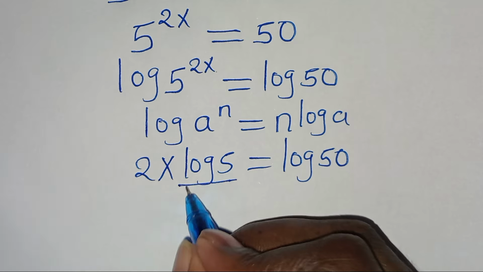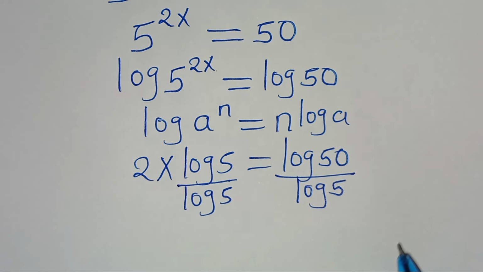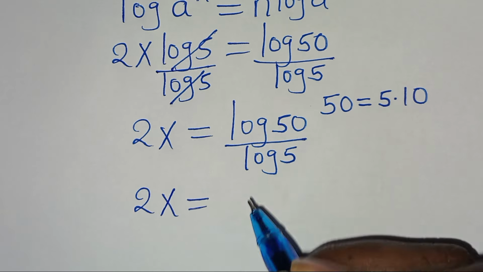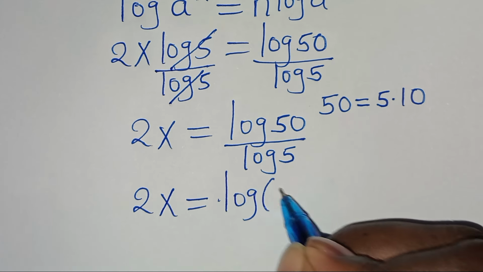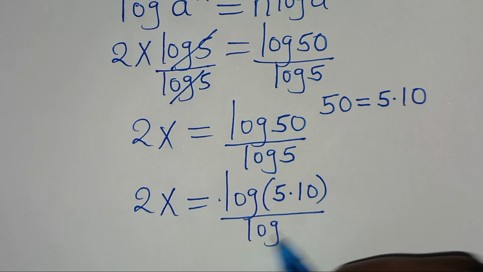So let's divide both sides by log 5. Here we have log 5, so we can simplify log 5 and log 5 so that now 2x is equal to log 50 divided by log 5. We can express 50 as the same thing as 5 multiplied by 10. Therefore, we have that 2x is equal to log 5 multiplied by 10 divided by log 5.